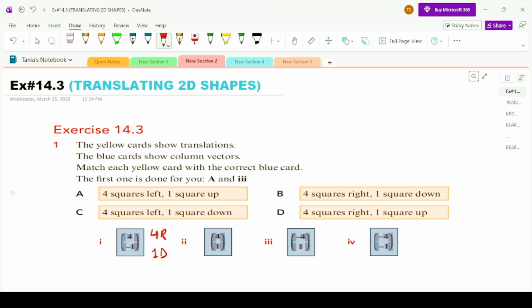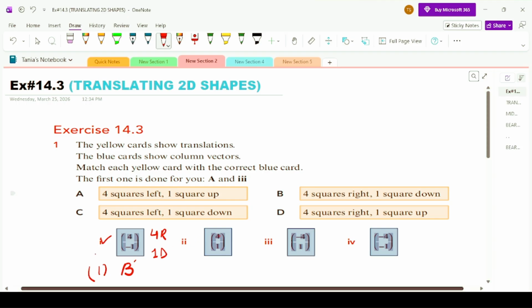Let me check A, B, C and D, which is the correct one for this one. So 4 squares right and 1 square down. It means B is matching with part 1. Then we have 4 times right because 4 is positive and 1 time upward direction. So let me check that B is done. What is 4 times right and 1 time up?